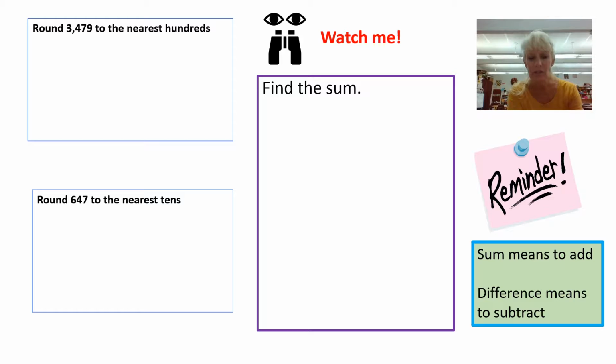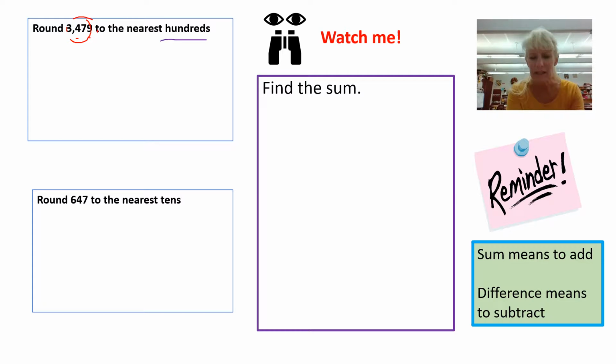First of all, I notice up in the very top box it says to round 3,479 to the nearest hundred. I underlined that hundred because that's really important. I want to make sure that I'm using the hundreds place when I'm rounding. So I count over ones, tens, hundreds, and I notice that 479 is what I'm looking at, all right?